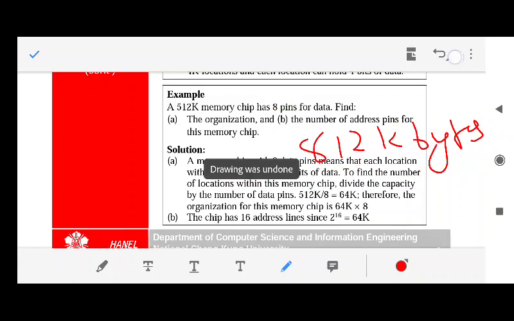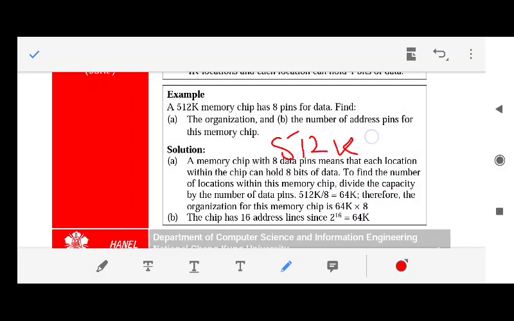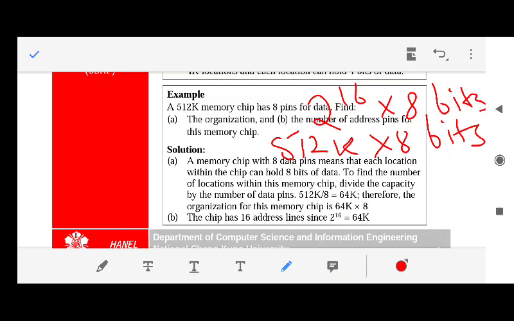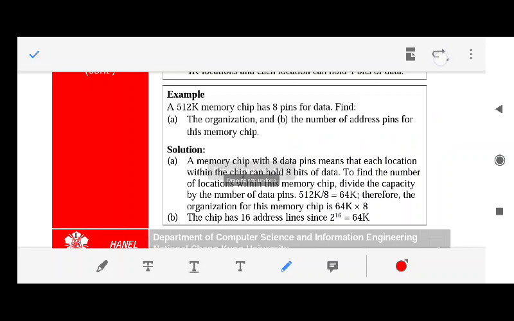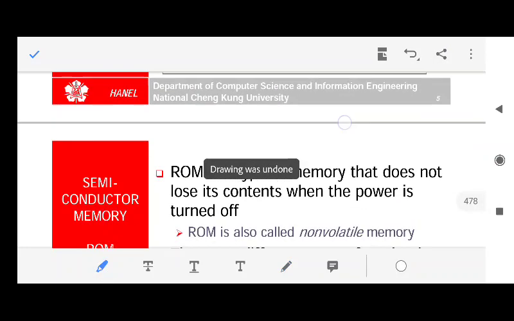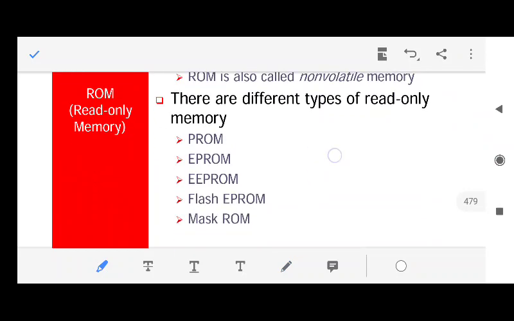If we wanted to write this in terms of bits, then how to write it? I'll write it like this: 512 kilo multiplied by 8 bits, because each byte is of 8 bits. So I can write it also like this: 2 to the power 16 multiplied by 8 bits. Fine. So now you understand there are 16 address lines and there are 8 data lines. Simple. Fine. Now I believe that it is very simple and you are able to understand this. Fine. Now let us move forward.